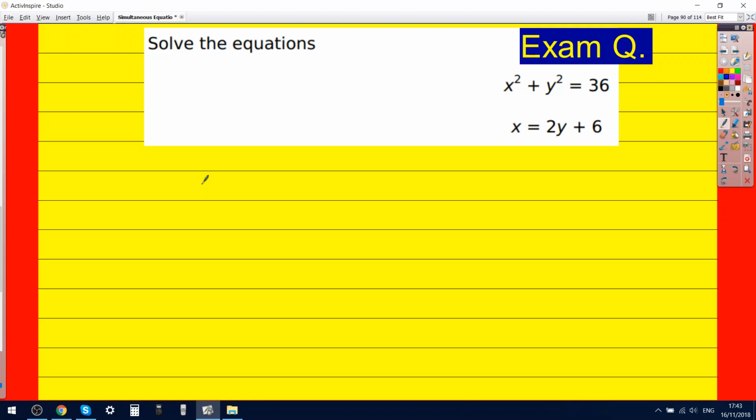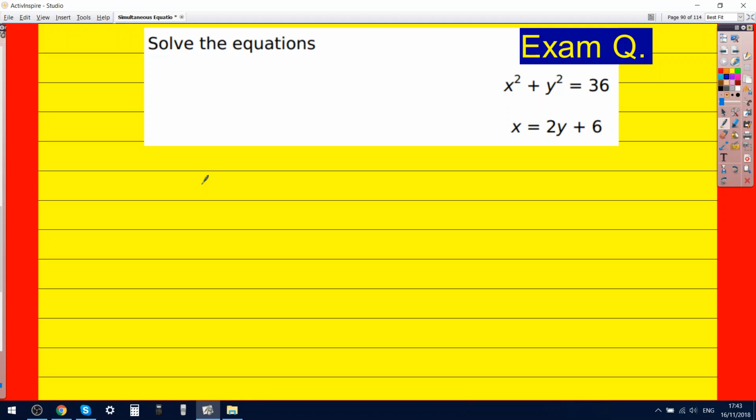x squared plus y squared equals 36, x equals... So this is back to the first type. Whenever you have x equals or y equals, you always use substitution.